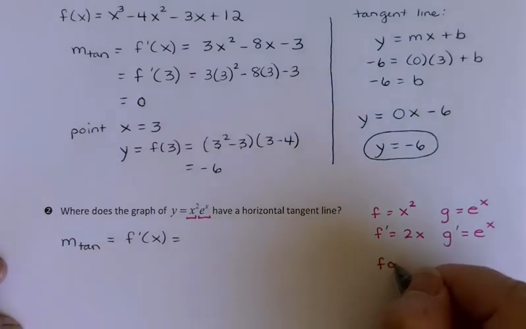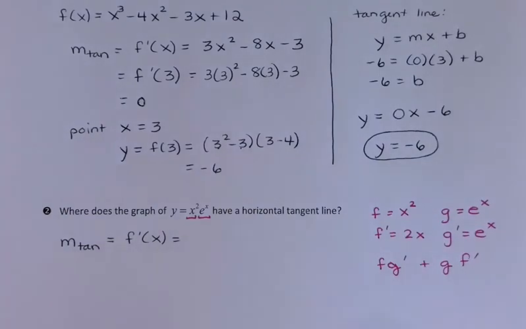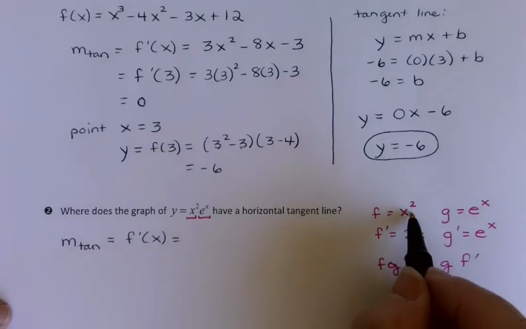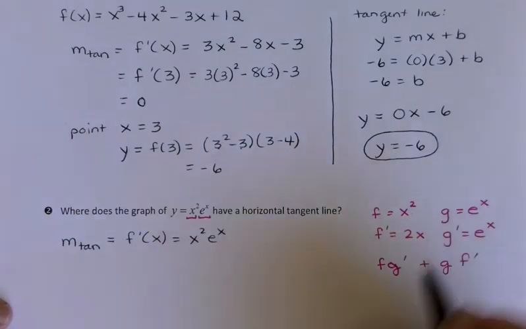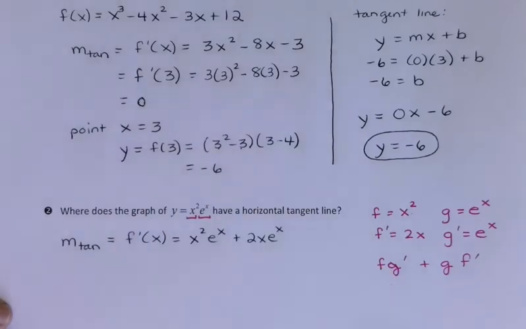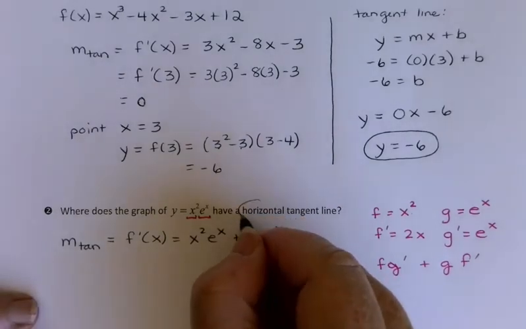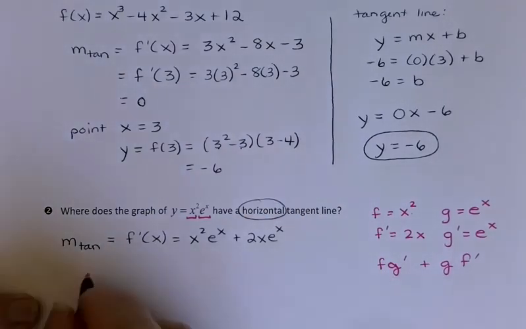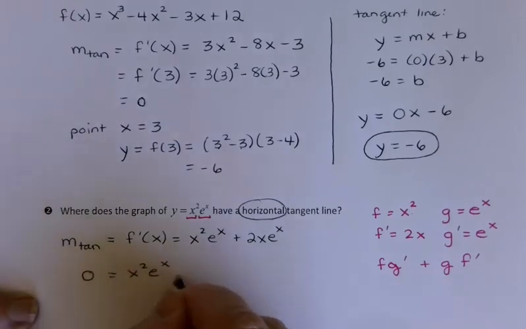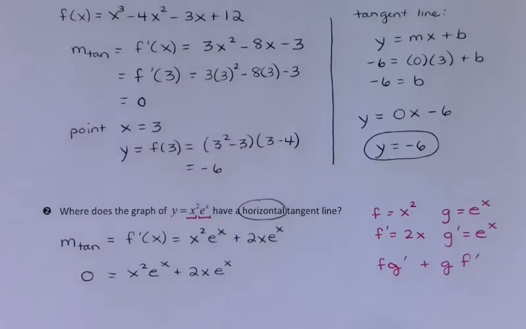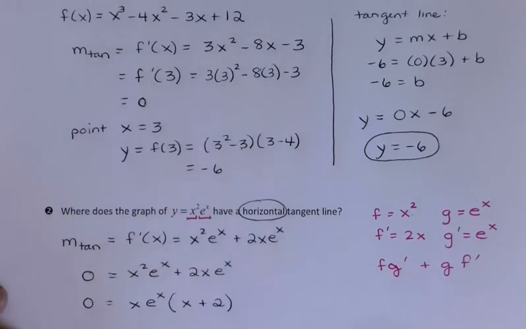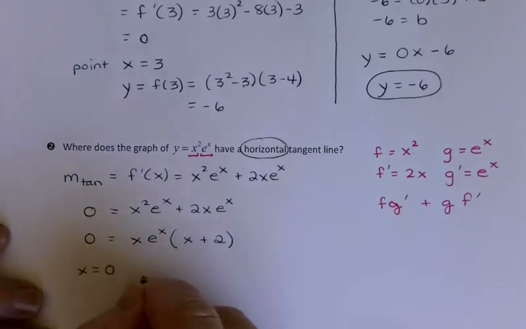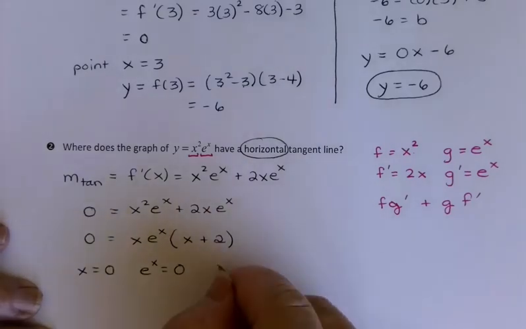And again, just a reminder for the product rule, it's fg prime plus gf prime. So fg prime, x squared times e to the x, plus gf prime, 2x e to the x. And since I want that to be horizontal, that slope has to be equal to 0. All right. In order to solve that, I'm going to factor. Looks like I could factor out x e to the x, which gives me x plus 2. So either x equals 0, e to the x equals 0, or x plus 2 equals 0.